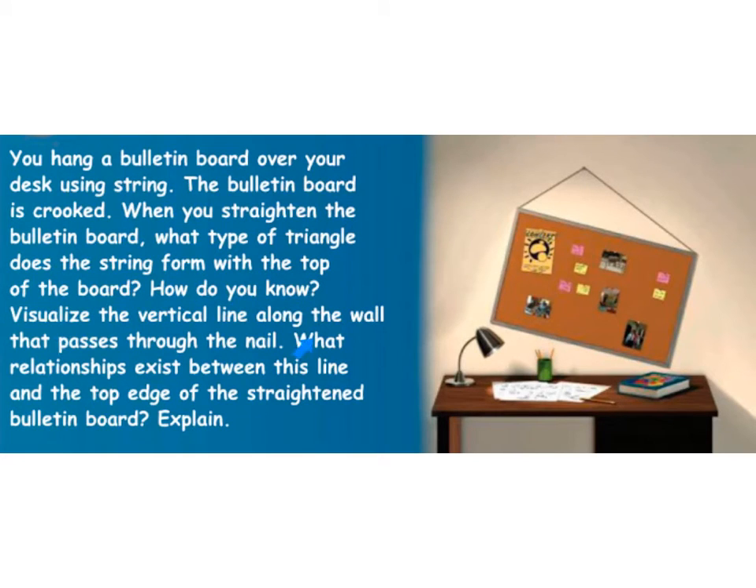Now visualize the vertical line along the wall that passes through the nail. And what relationships exist between this line and the top edge of the straightened bulletin board? You should think about this for a second before you move on, just as a little way of seeing if you can anticipate what we're about to get into.